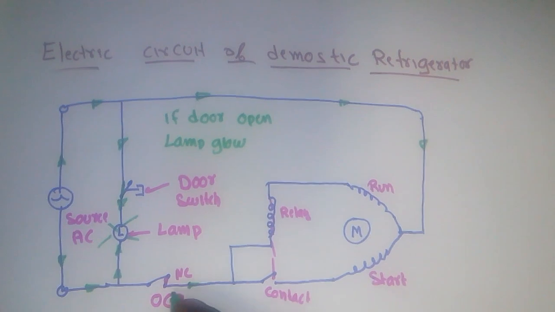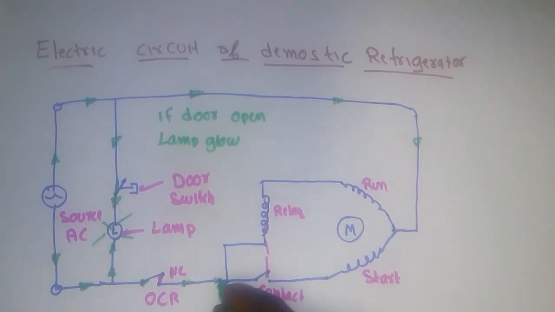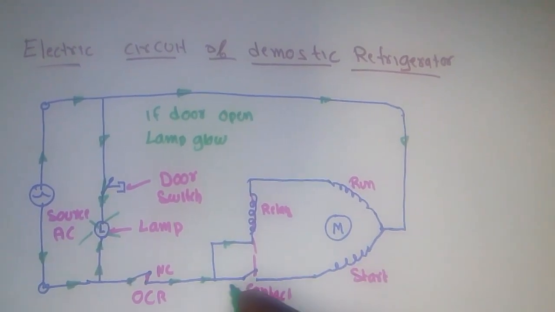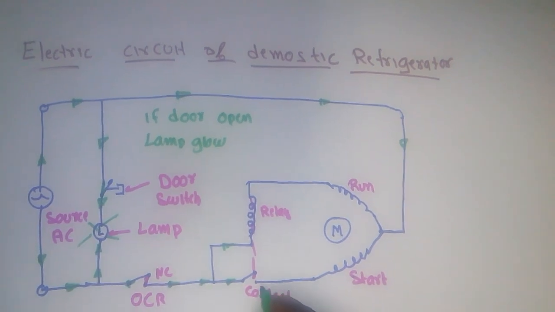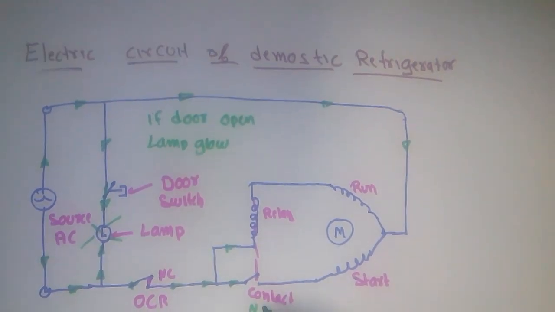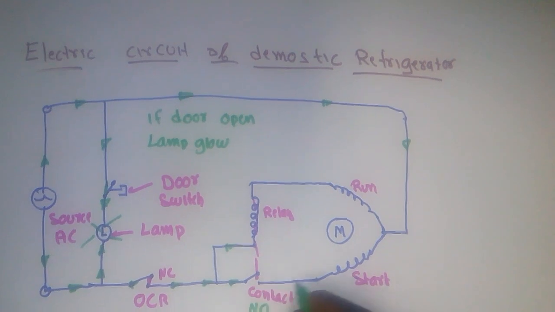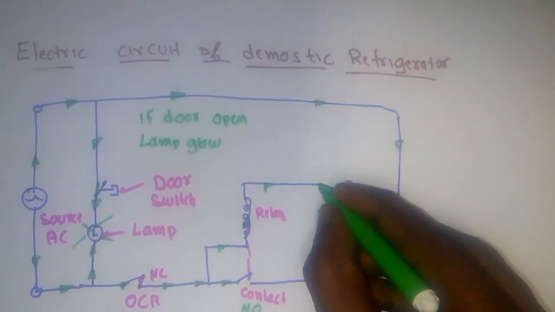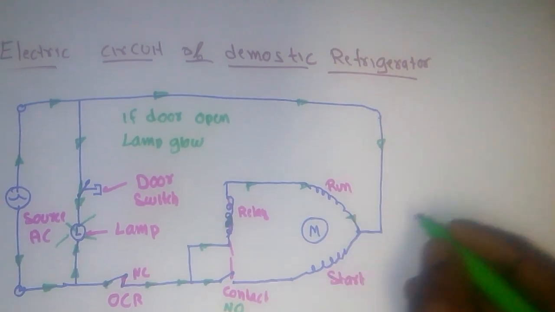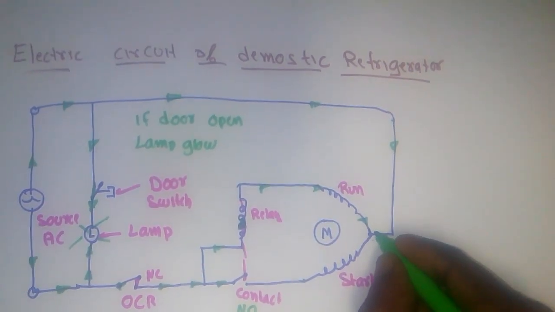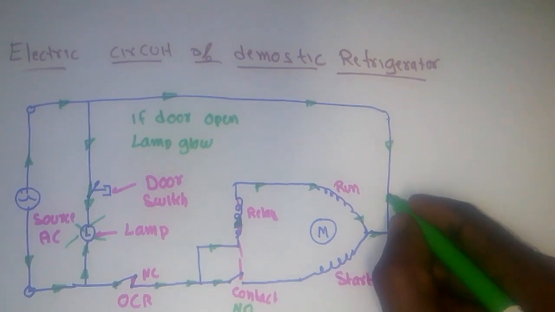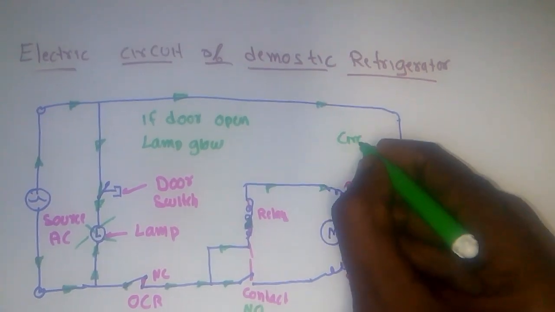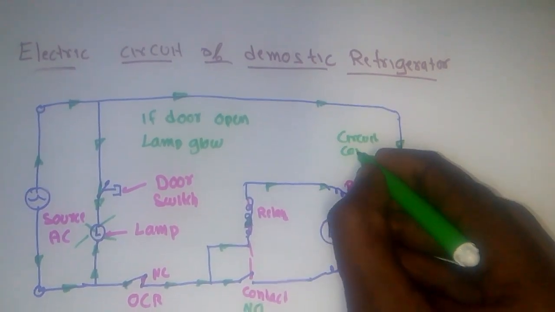Now, whenever you close it, at that time your lamp glows. Now here the supply is going from here to here. Here is the NO contact, so no supply goes to the start winding, so it is going through the relay to the run winding. And now you can see from the run winding the electrical circuit is completed.